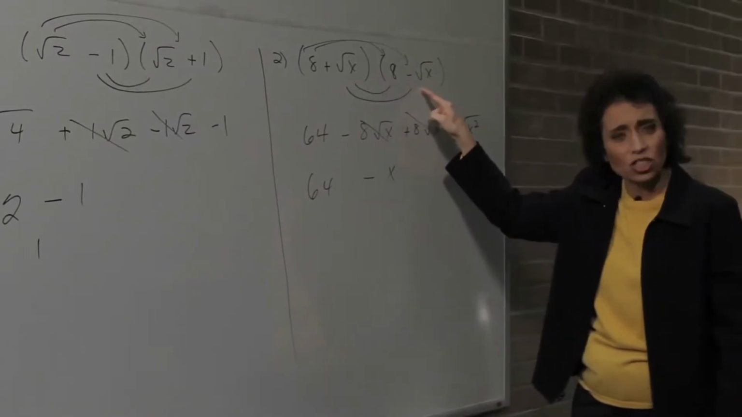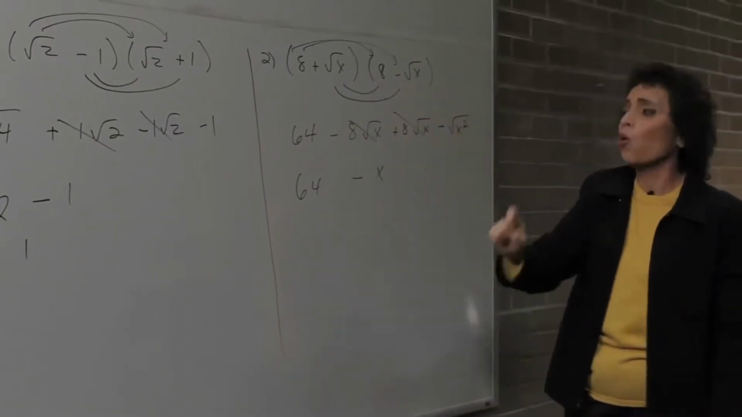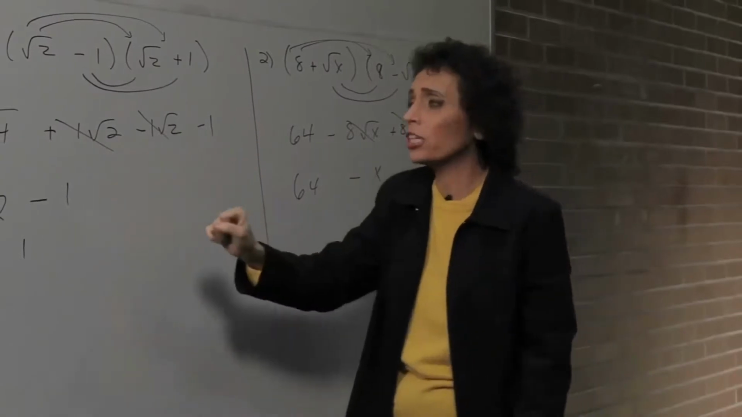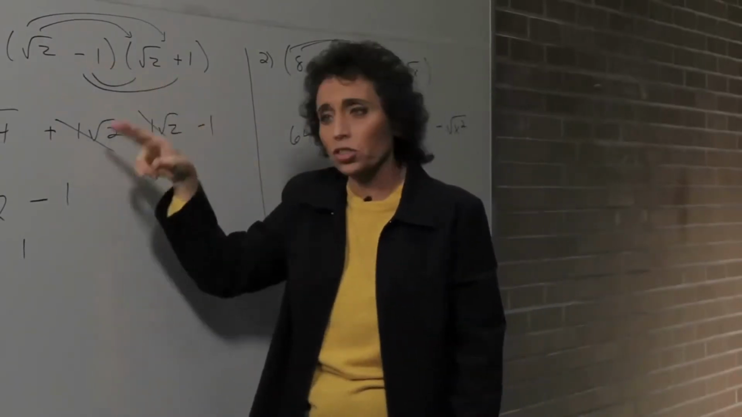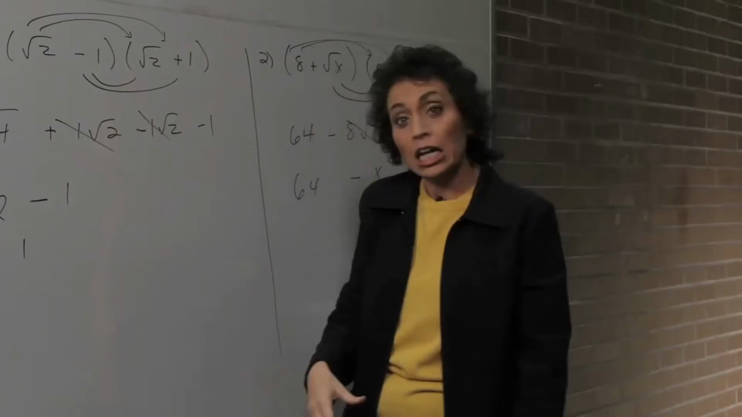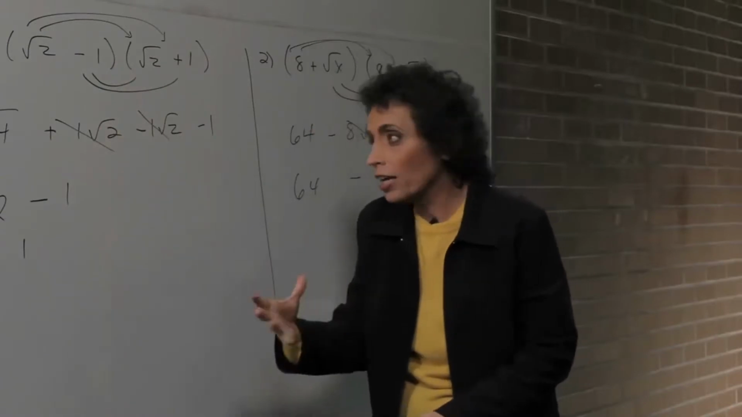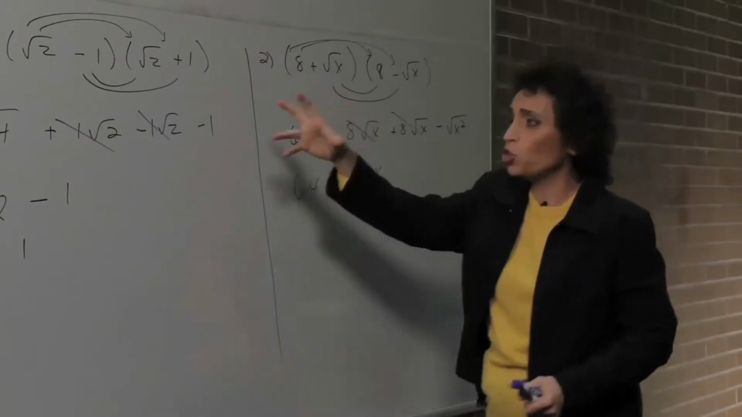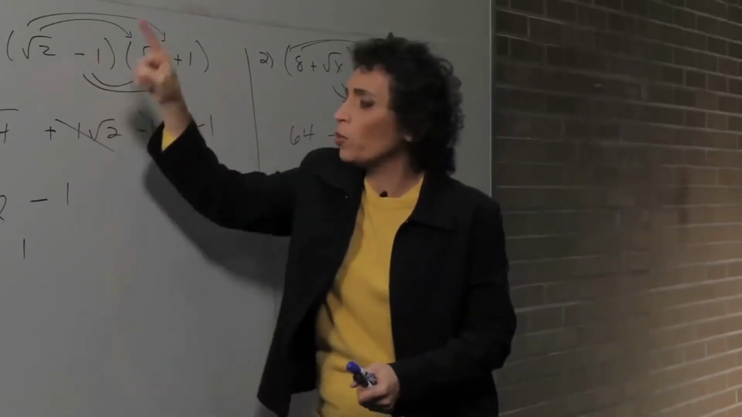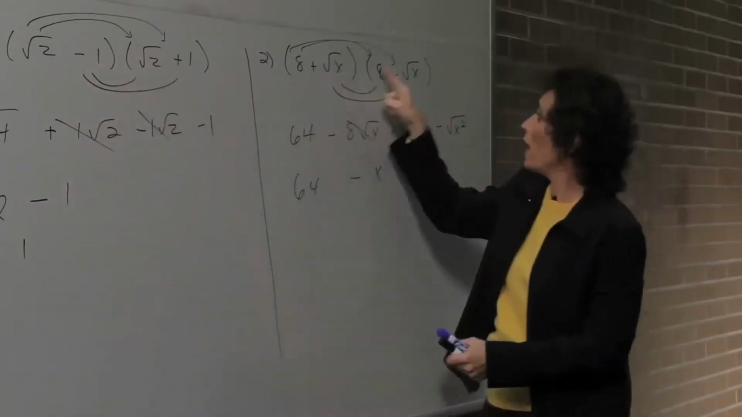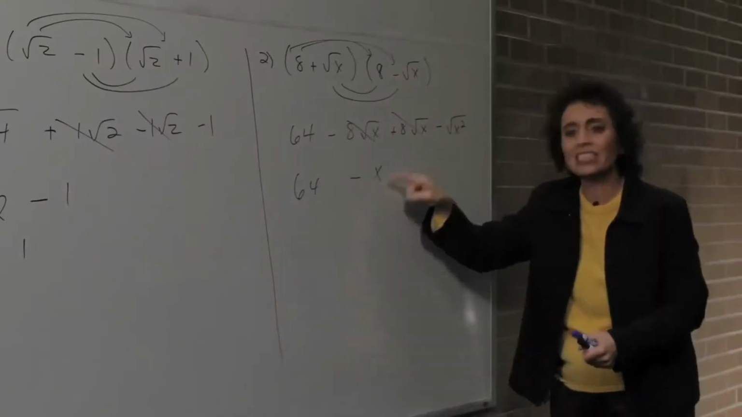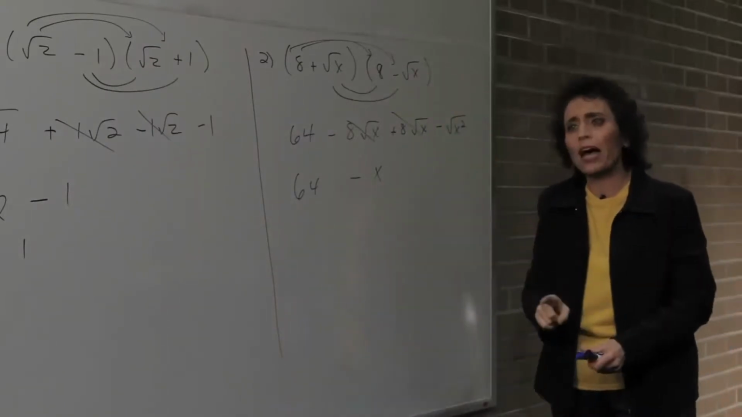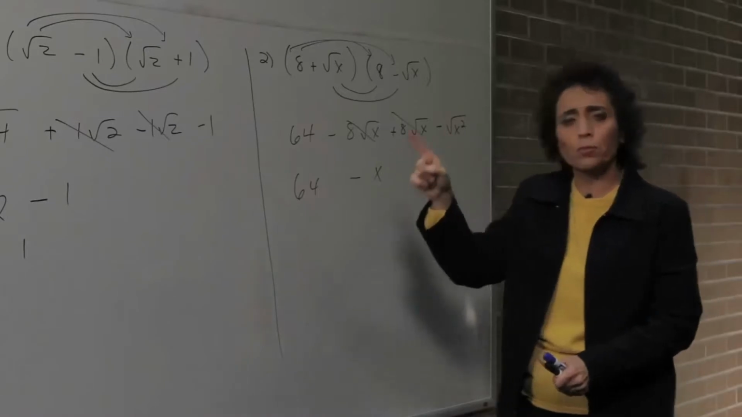Those were called conjugates. What happens when you multiply conjugates that have radicals inside? What do you notice? The radical goes away. There is no longer a radical when you multiply conjugates, because when you square a square root, you get what's inside. Okay, so think about that. That's what happens when we multiply conjugates.